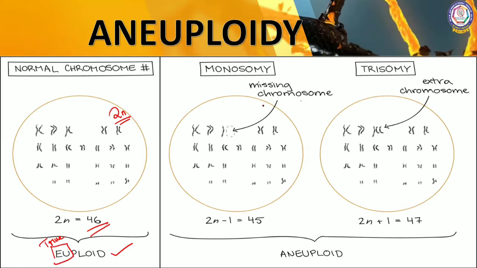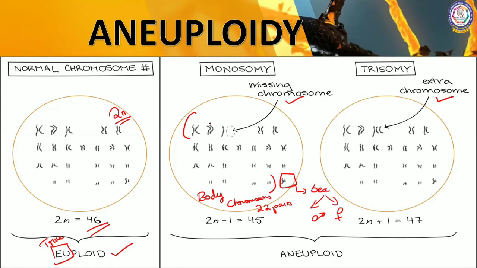Whereas here there is an abnormal case, where either one chromosome will be missing or there is an extra chromosome. Actually, if you take this particular set, these are body chromosomes. How many? 22 pairs of body chromosomes. And this one pair will indicate the sex chromosomes, which will indicate the gender, either male or female. Here in this condition, it is monosomy.